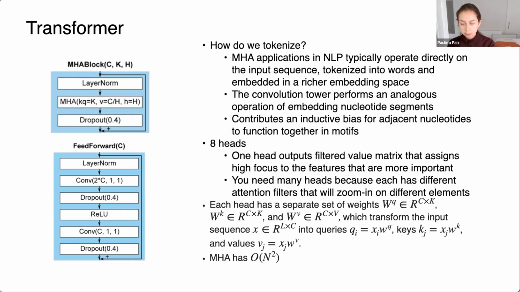And another point here is that MHA has quadratic complexity. So even though this has a good resolution, it's very hard to bring down the model to a base pair resolution, like for example, BPNet, because of this quadratic complexity and our hardware limitations right now.